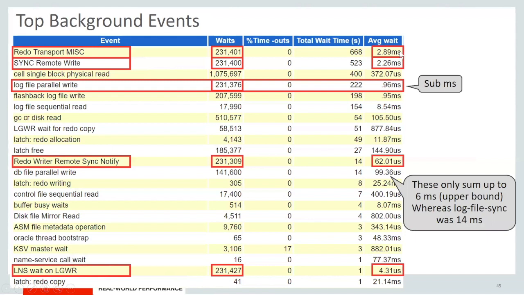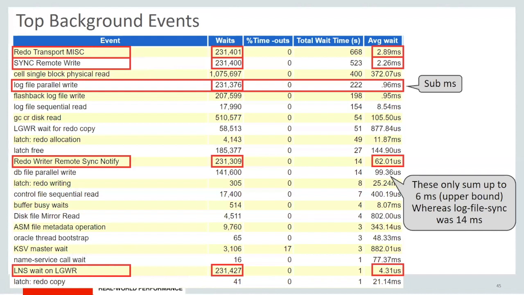Even if we were to sum them all up, that still brings us up only to 6 milliseconds. And it's not correct to sum them all up, because some of this is happening in parallel. When we do a local write, we also start shipping the redo log to the remote side. So even if we sum these up, we can still not explain the 14 milliseconds that the log file sync is taking.